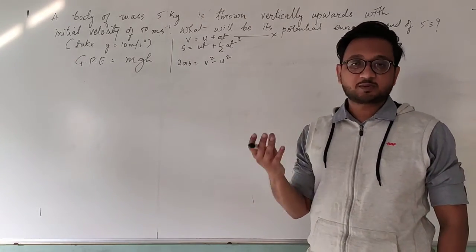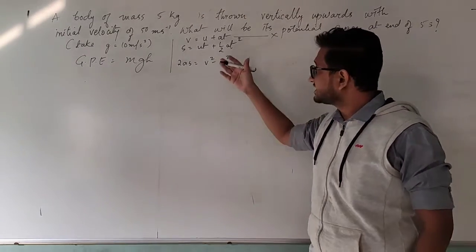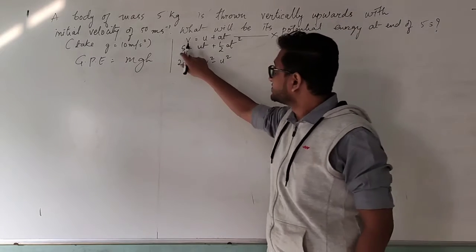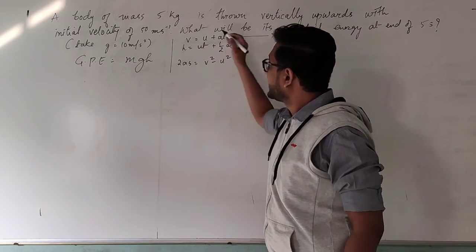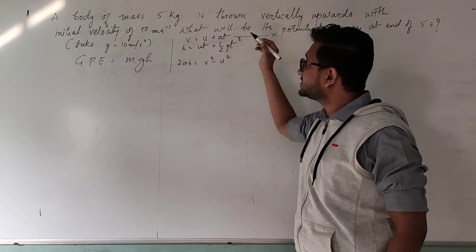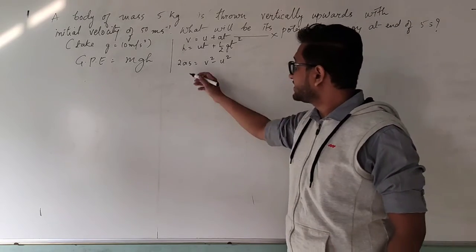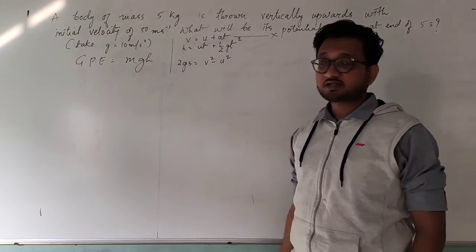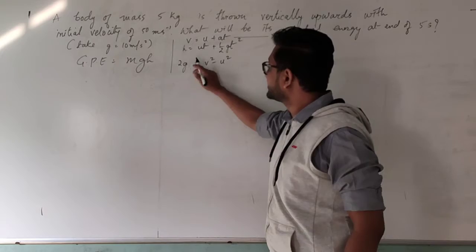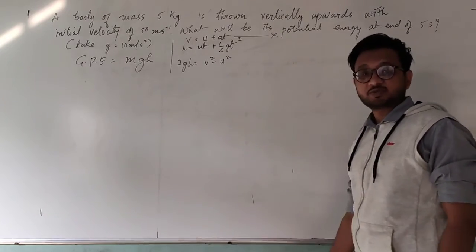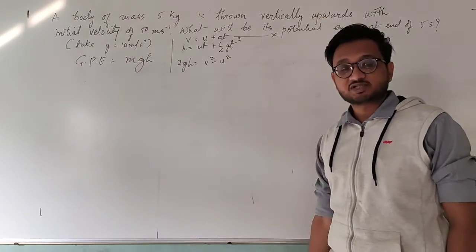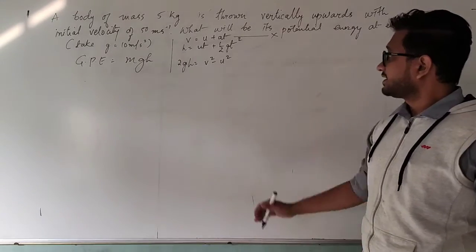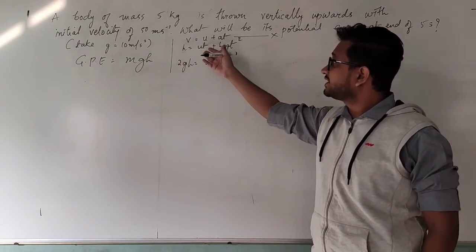But since we are talking about the height, we will change these equations a little bit. So this displacement becomes height and this acceleration becomes acceleration due to gravity. Same thing over here, this acceleration becomes acceleration due to gravity, and this s becomes the height or the displacement up till which the object will go. Now the second one is h equals ut plus half at square.